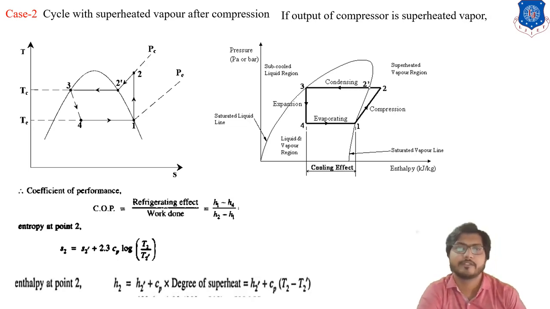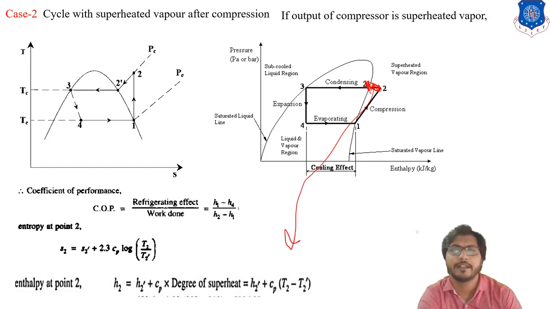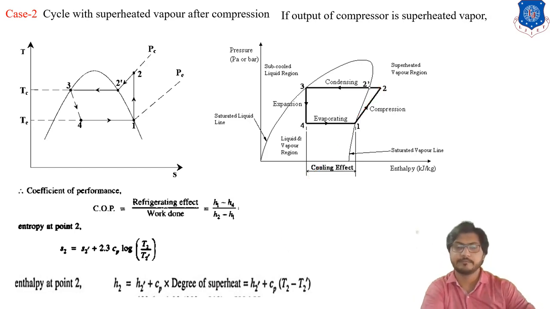How much is the degree of superheat? That is MC delta T, you can just apply MC delta T. What is H2 dash? H2 dash is the enthalpy up to this point. This enthalpy amount is calculated by this formula.